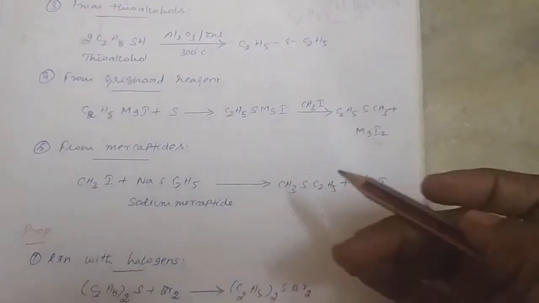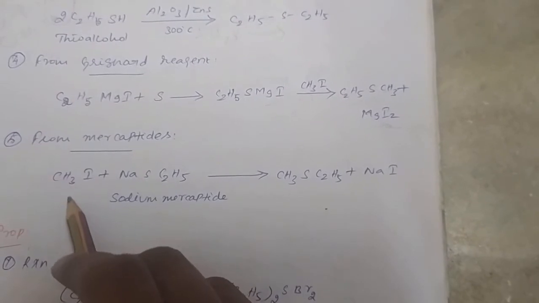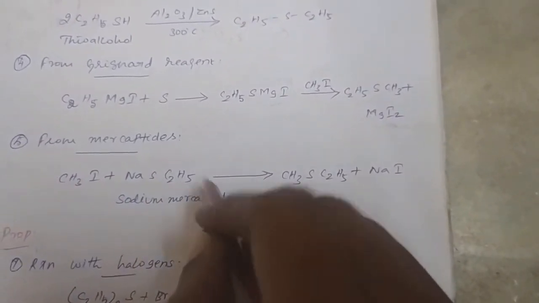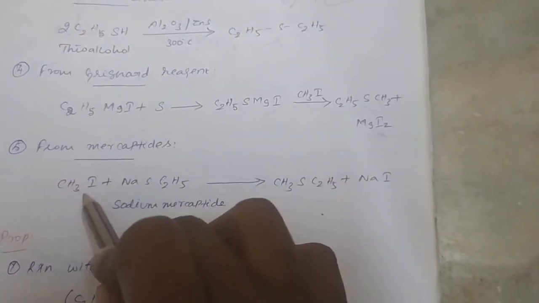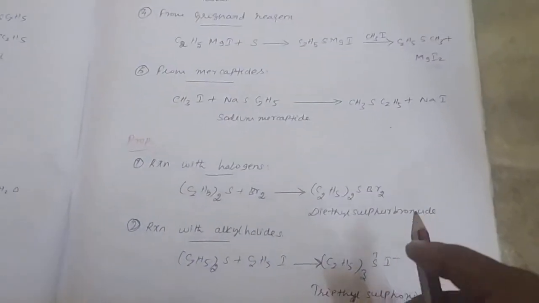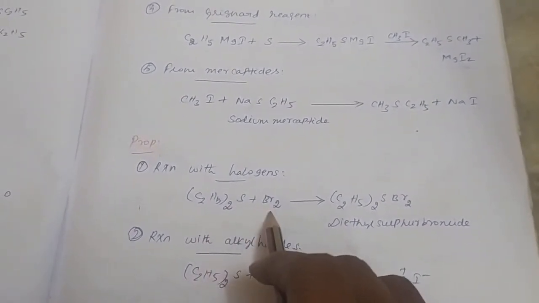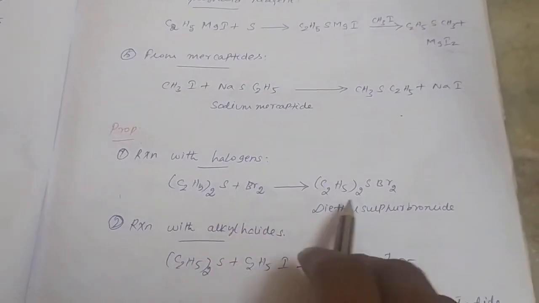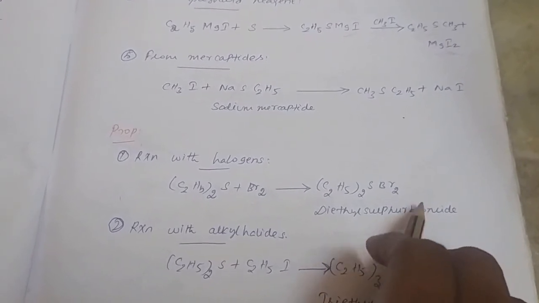So next, from mercaptides. For the alkyl iodide, here methyl iodide is used. So methyl iodide reacts with sodium ethyl mercaptide to form ethyl methyl sulfide, and this sodium is removed as sodium iodide. So next property: reacts with the halogen. So the diethyl sulfide reacts with the halogen to form diethyl sulfur bromide.